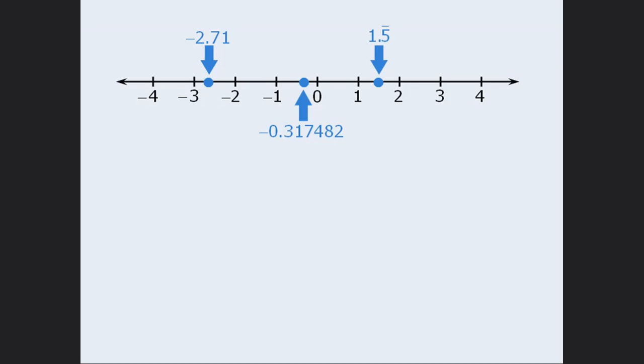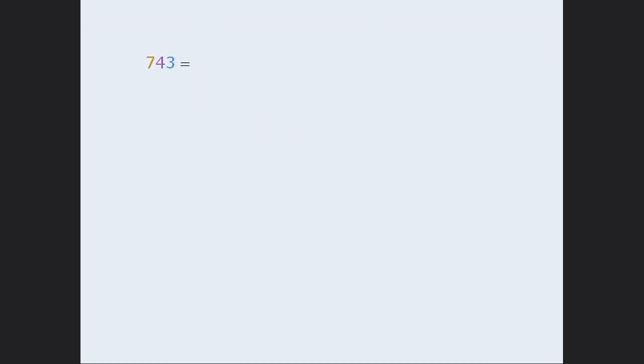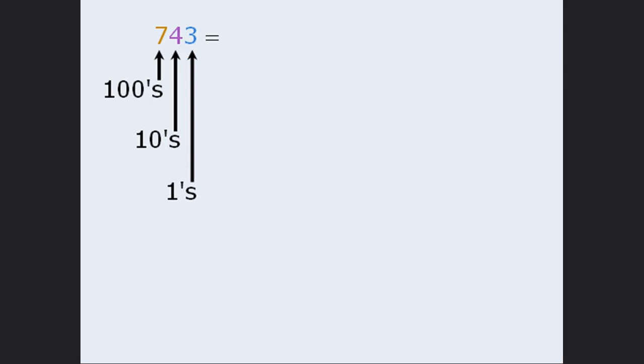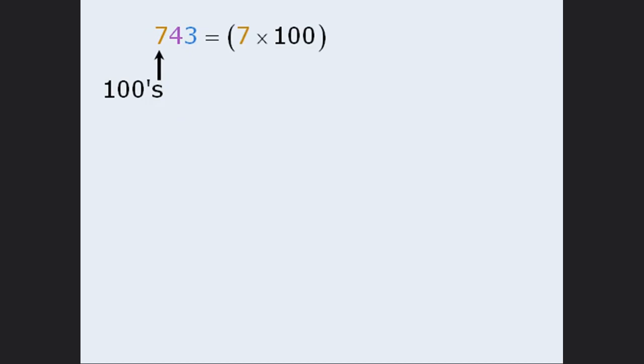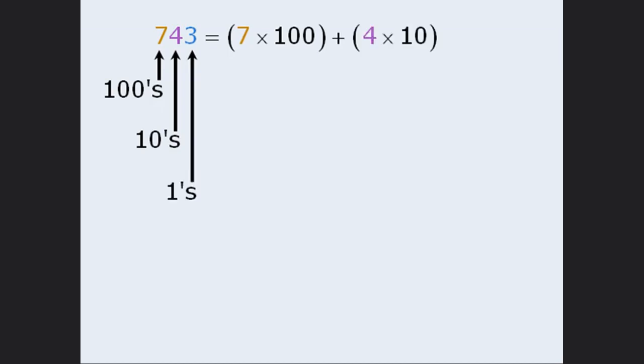For example, in the number 743, the digits 7, 4, and 3 are in the places that represent hundreds, tens, and ones. The 7 in the 100s position tells us our number consists of 7 100s, or 7 times 100. The 4 in the tens position tells us our number consists of 4 tens, and the 3 in the ones position tells us our number consists of 3 ones. So the number 743 represents the value of the following sum.